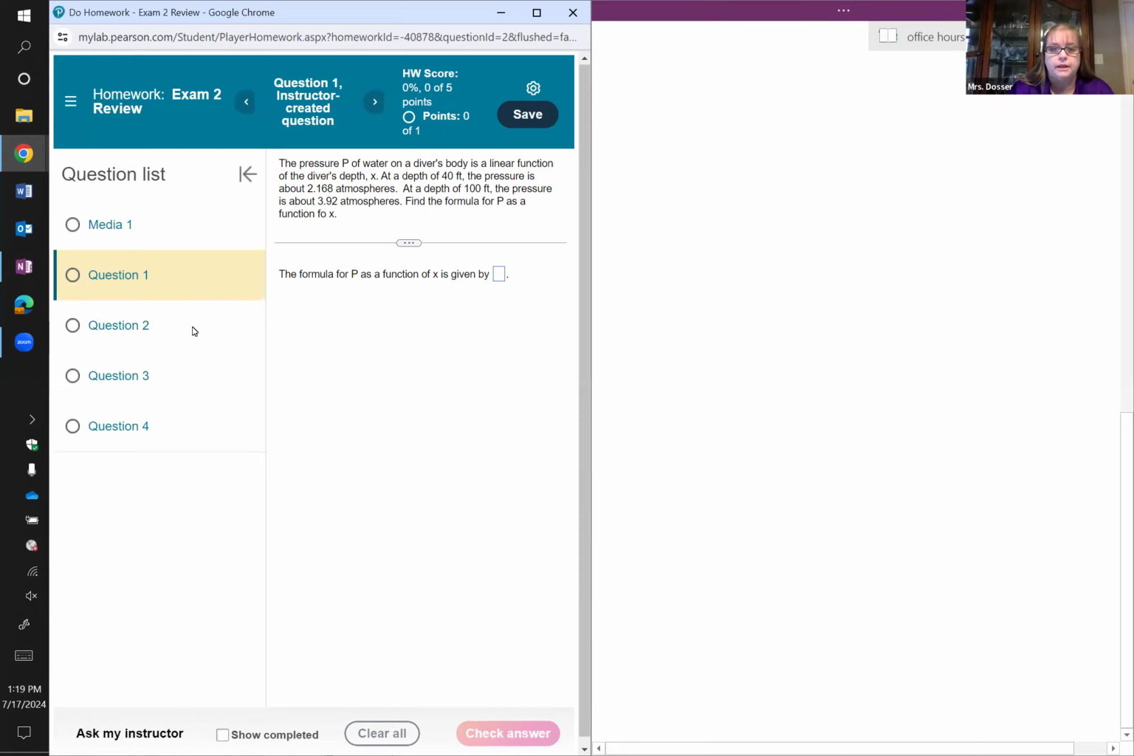So we're looking for a formula for P as a function of x. And notice in the first sentence, it says the pressure P on a diver's body is a linear function. So we're looking for a linear function where P is the pressure. That's also our output variable, our Y variable. And the depth is the X. It's our input variable. And so we know, just from what we've seen here, that we're going to use P for pressure and X for the depth.